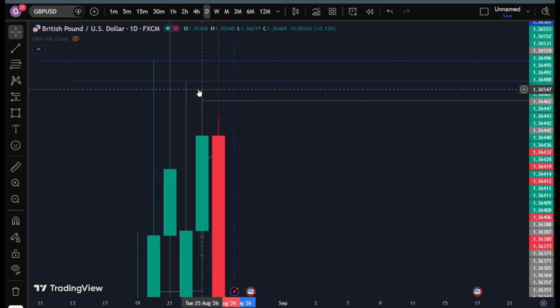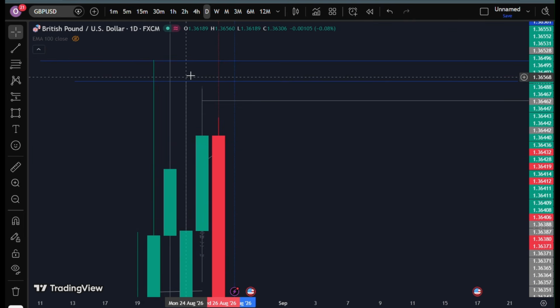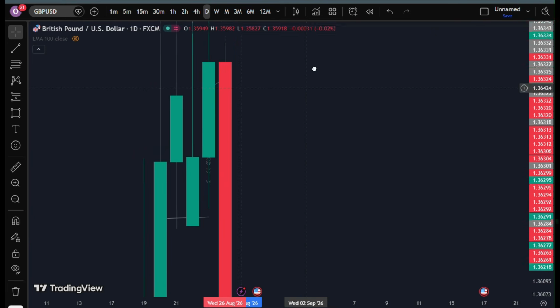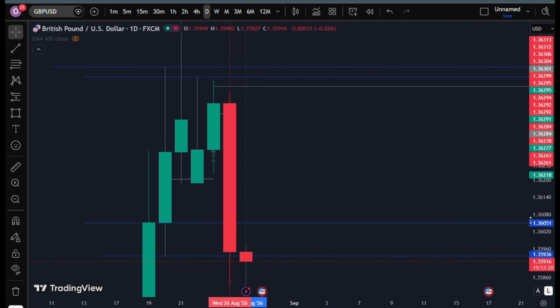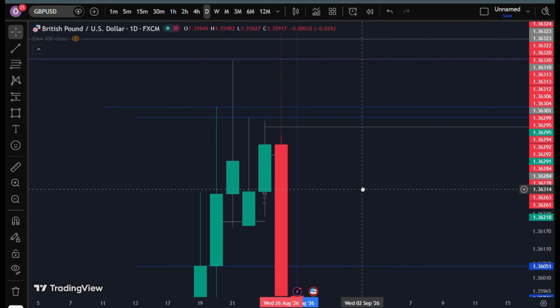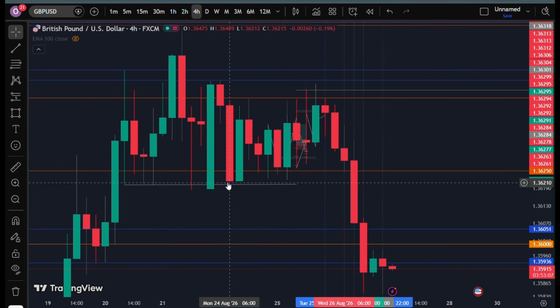Why was it weak? Because it couldn't take out this candle on Tuesday, which was a weak candle. It couldn't even take out this high. The next day, we went all the way to this open close level and took out this low. So that's the dynamics of today's chart, starting from the monthly. So let's go to the 4 hours.